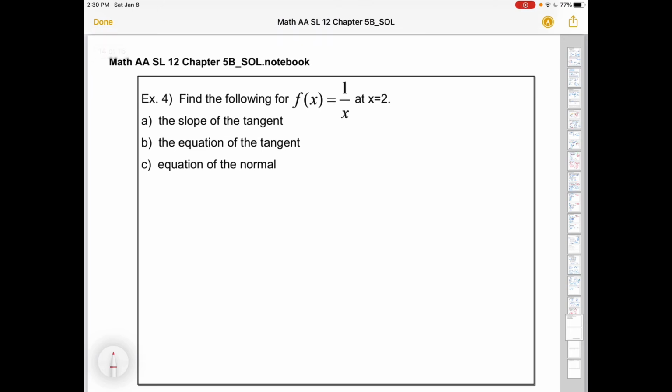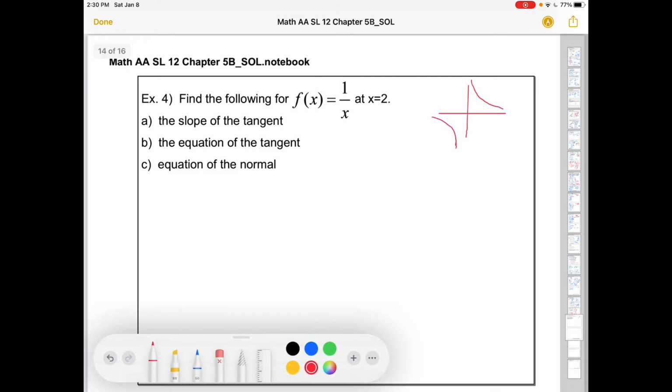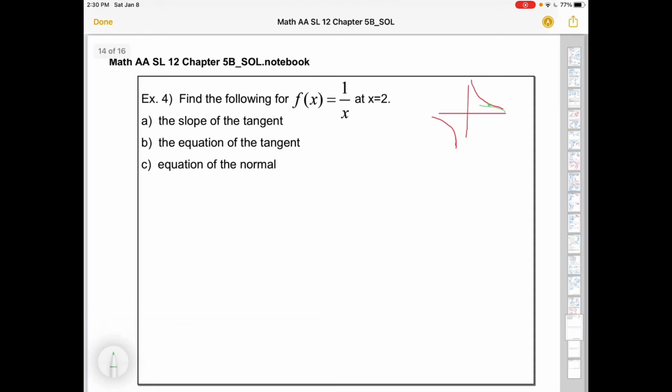So let's do that for one more function. We've got the function 1 over x, which we've actually seen before, so I might as well draw it. It looks like this. And we want the slope of the tangent at x equals 2. So here's, say, this is 2 over here. It's going to have a slope like this. It looks like it's going to be not very steep and negative.